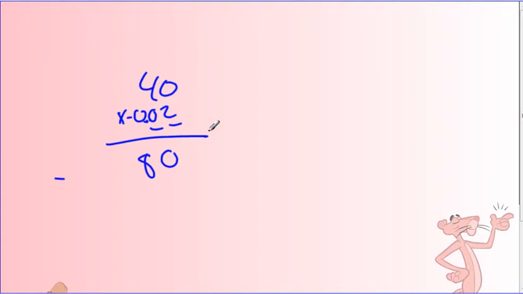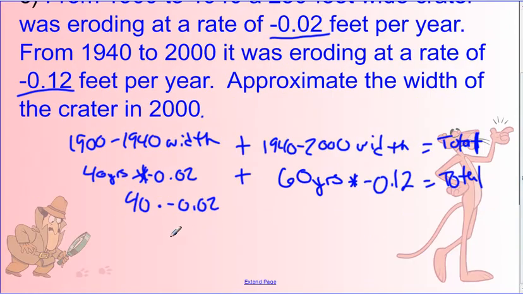Now there are two numbers after the decimal in the problem, so there should be two numbers after the decimal in the answer. So over those 40 years, the distance was negative 0.8 feet. Okay, so let's put that back in our problem. In these first 40 years, the change was a negative 0.8 feet.